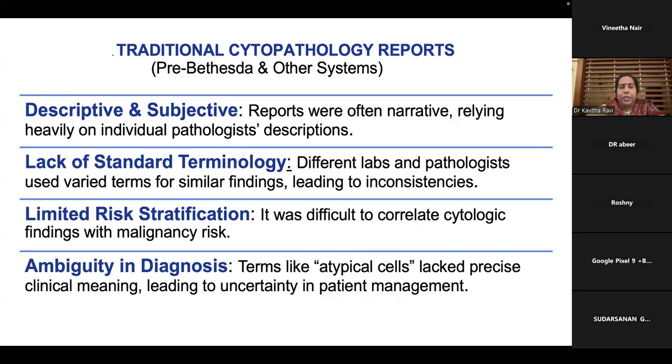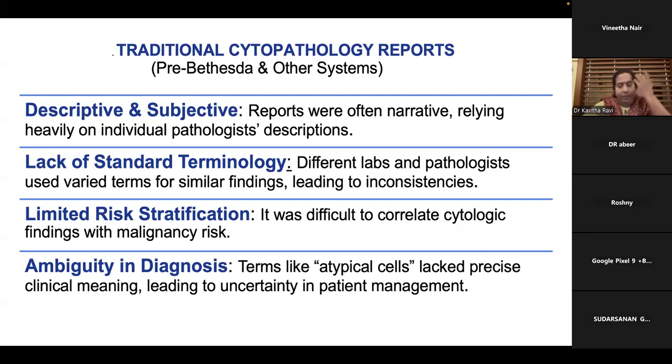As I just mentioned, the traditional cytopathology, which we used to do until 2-3 years ago, gave reports that were just descriptive and subjective, and often narrated. It was based heavily on the individual pathologist's descriptions, so the reporting format did not have a standard terminology. Different labs, different states, different countries used different terminologies. There was no stratification or presumption of the risk underlying a cytology report. But nowadays, these reports tell how likely a report is to be malignant: what is the percentage chance of malignancy in a particular report?